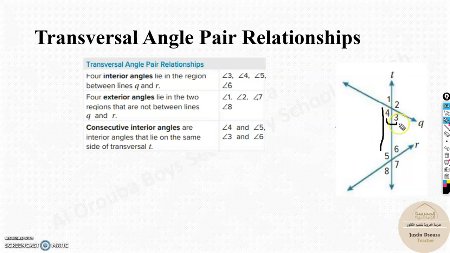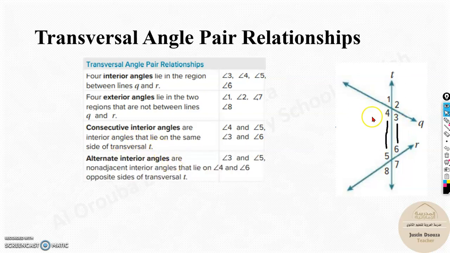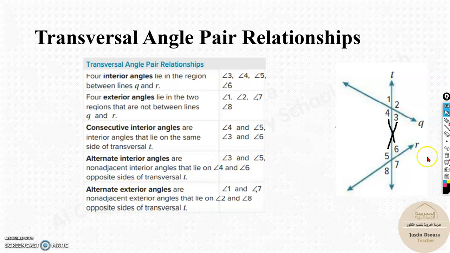Sorry, adjacent. 4 and 3 are adjacent, not the adjacent. The opposite to it in the continuous manner. See, 4 and 5, 3 and 6, they are consecutive interior angles. Whereas alternate are the opposite ones, alternating, opposite, 4 and 6 and 3 and 5. And then similarly, alternate exterior angles can be formed over here. That is 1 and 7, 2 and 8.